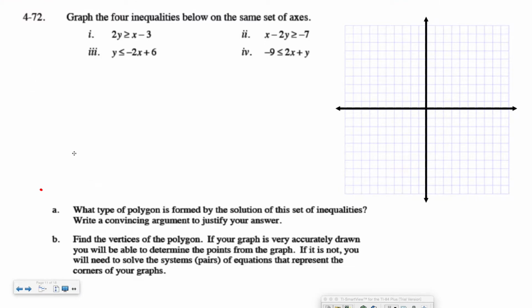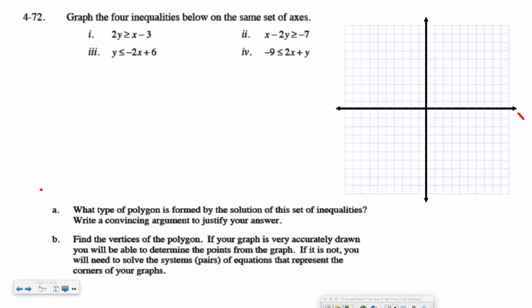All right, problem 4-72. Graph the four inequalities below on the same set of axes. So we've got four inequalities. We've got 1, 2, 3, and 4. They want us to graph them on our coordinate plane here, on our set of axes.